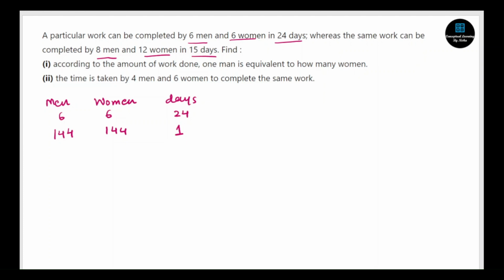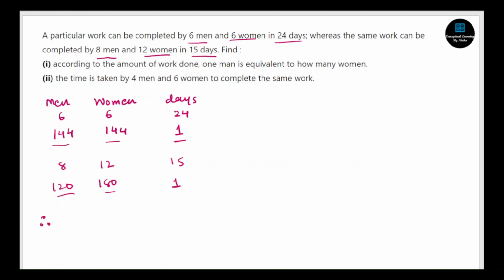Alright. Now same way for the second one. So what do we have? 8 men and 12 women can complete in 15 days. If I want to find for 1 day, I have to multiply them by 15. So I'll get 120 here and 180 here. Right. So now see, these are the total men and women for one day. Here also, the total men and women for one day. So I can equate them, right?